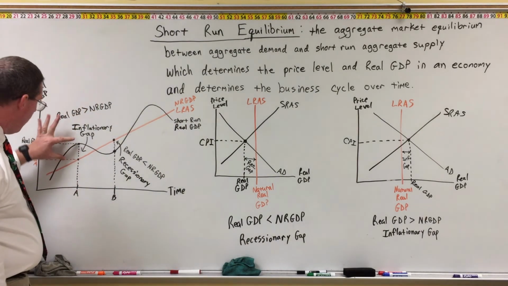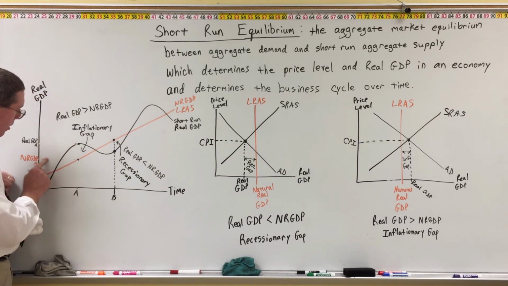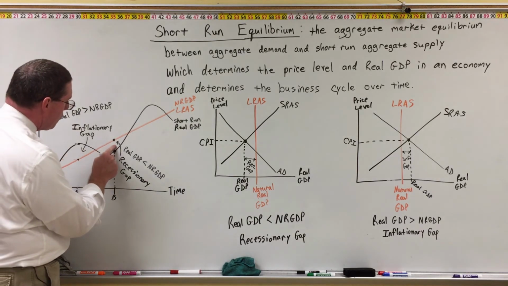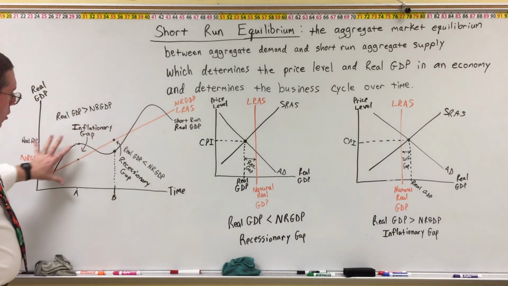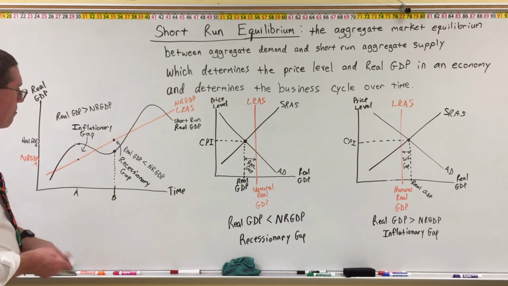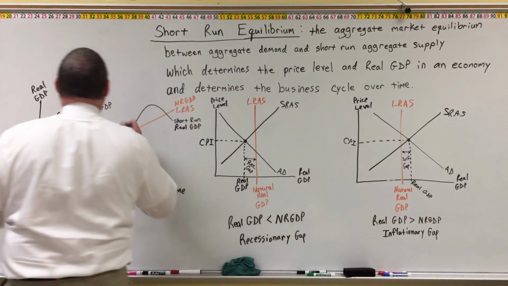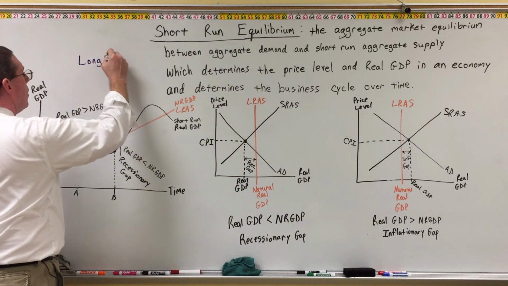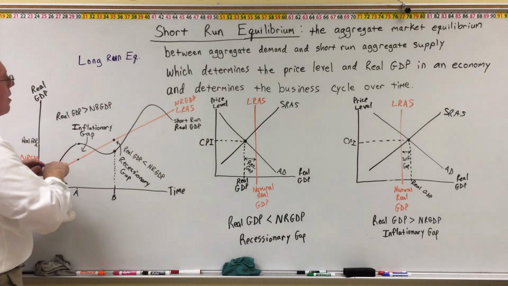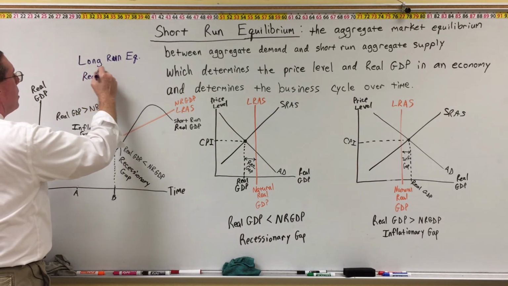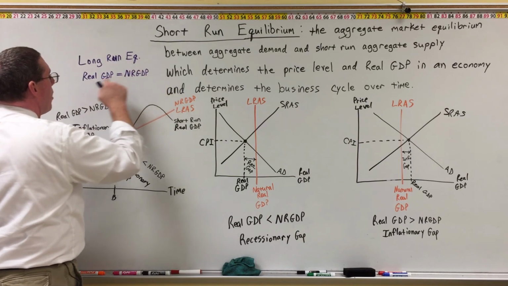Well, if this gap right here is an inflationary gap, let me move some of this stuff so it's easier to see. If this is an inflationary gap, and this region right here is a recessionary gap, well then where on these graphs are we experiencing long-run equilibrium? Long-run equilibrium, I'll do that in purple. Remember we said it occurs where real GDP is equal to natural real GDP, where they're the same.